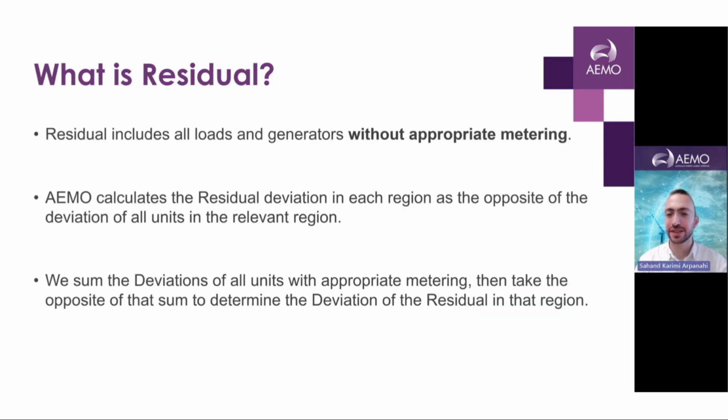Moving on to residual. The residual in the FPP refers to all facilities connected to the grid without appropriate real-time telemetry, or basically 4-second SCADA measurements. This includes small consumers and distributed resources. AIMO calculates the residual deviation in each region as the opposite of the deviation of all units in the relevant region. To do that, we sum the deviations of all units with appropriate metering, then take the opposite of that sum to determine the deviation of the residual in that region.